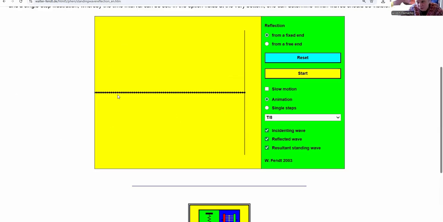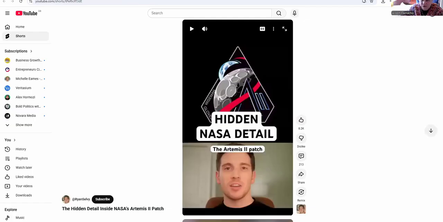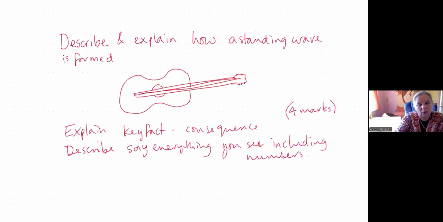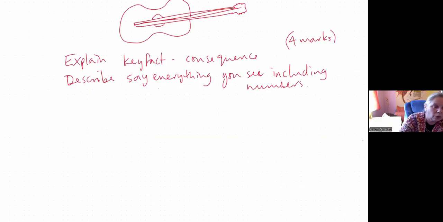Right. So what you saw, that's what you have to describe. I want to go back to my whiteboard. So here's my whiteboard. Now what we've got to do is say everything that we see, and then we have to explain it. Or we could do it the other way around. But I think describing what you see and then explaining how the standing wave is formed makes more sense in this situation.